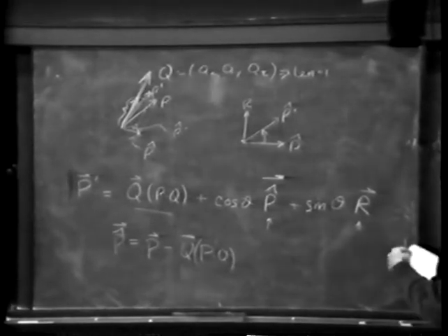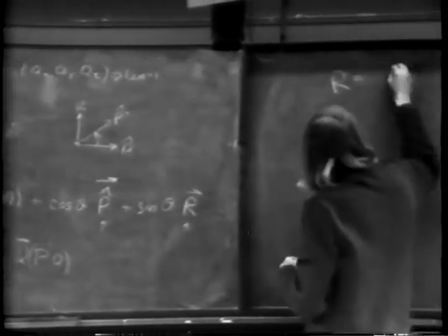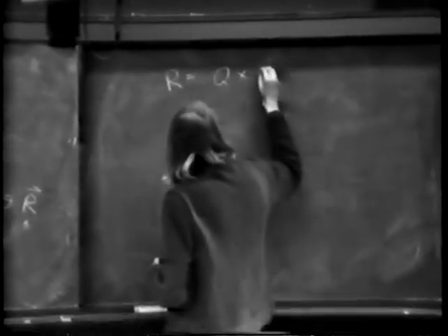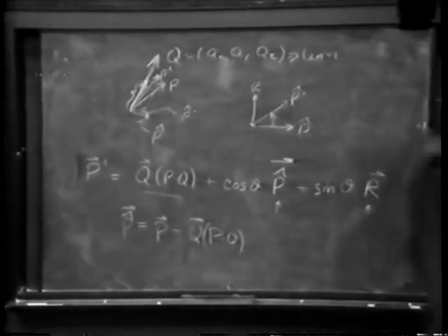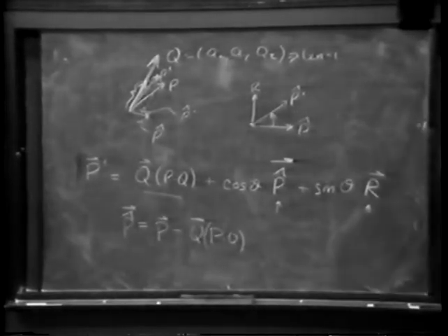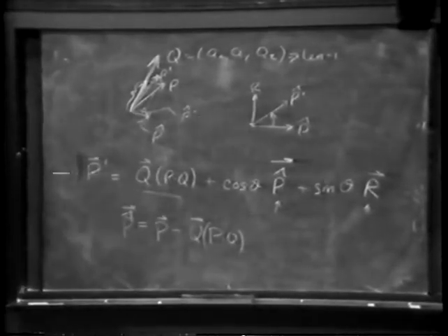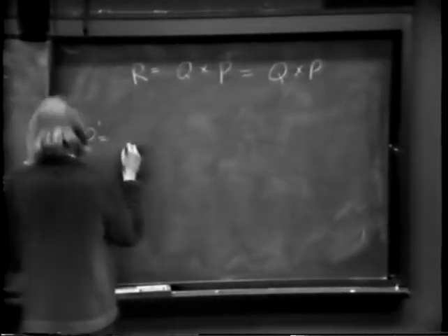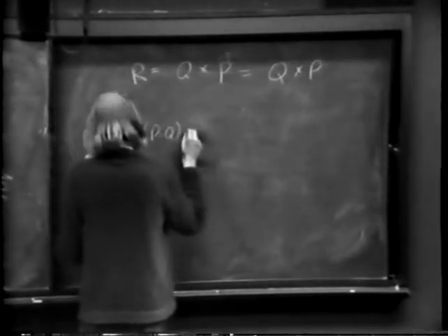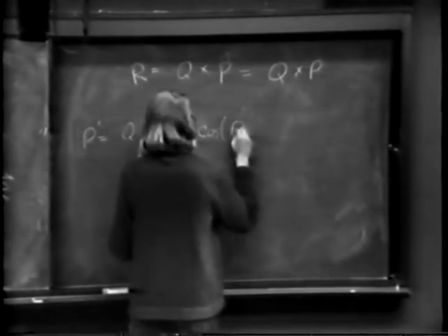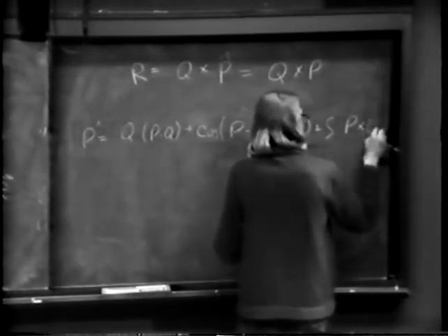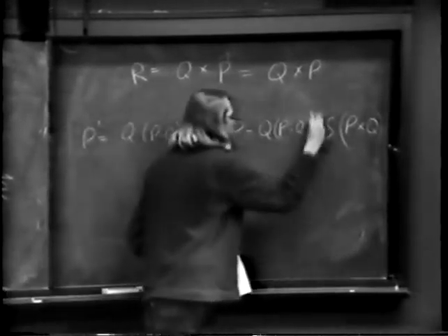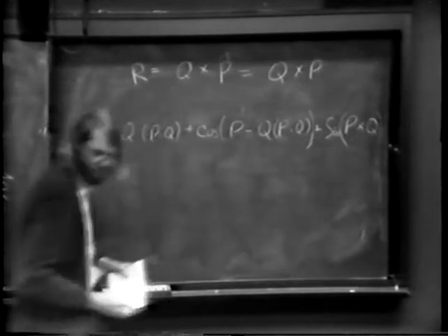I'll wave my hands a little bit and tell you, if you want to play around with it at home, R is equal to the cross product of Q and P hat, which is equal to the cross product of Q and P. So, put them all together, they spell that. This is sine. Well, this is just a long string of equations here.